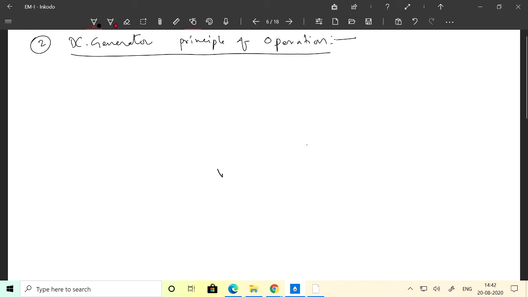Now the second topic which I want to discuss is the DC generator principle of operation. We will start first with the DC generator, and discuss DC generators completely. Again we'll go to DC motors. Okay, so let me draw this.